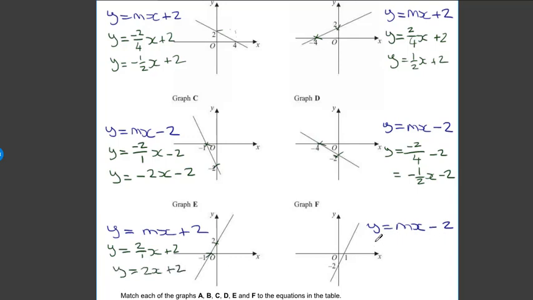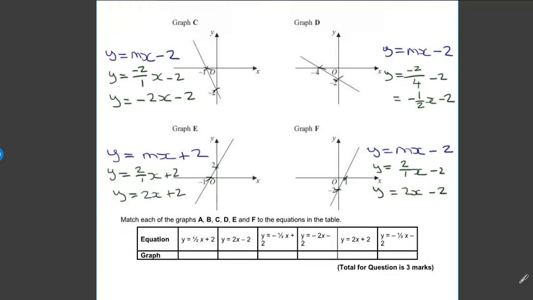And here, going from left to right, we go across 1 in the positive direction and we go up 2. So it's 2 over 1x minus 2. So y equals 2x minus 2. Right, and then you just match them. I mean, I'm not doing that. You can just match them. That's it.